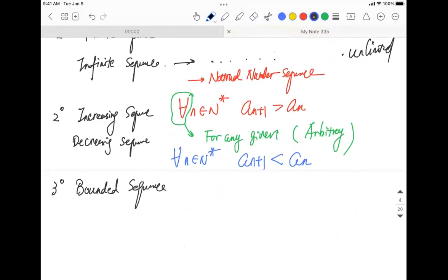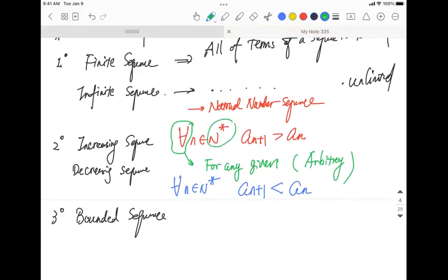What is a bounded sequence? A bounded sequence means the values of the sequence have a cap. A student asked what n star means. N star means the natural numbers: one, two, three, up to whatever. This is the definition for the natural numbers. In math there are many ways to denote something, and this is one way to denote all the natural numbers.